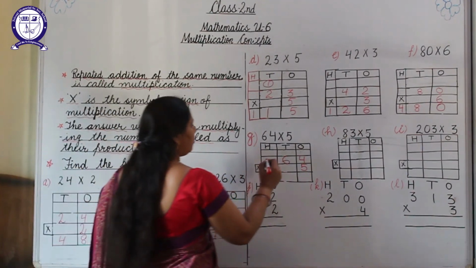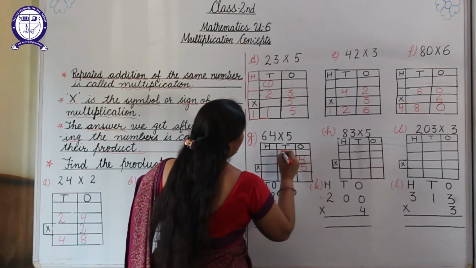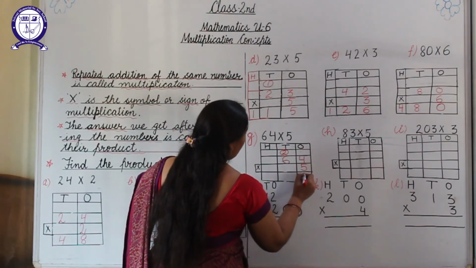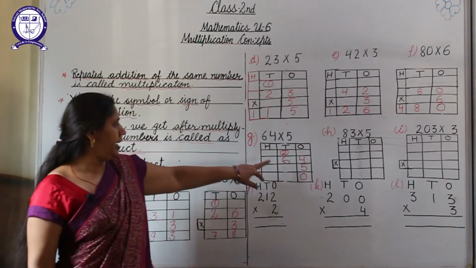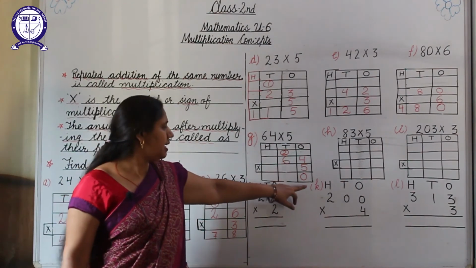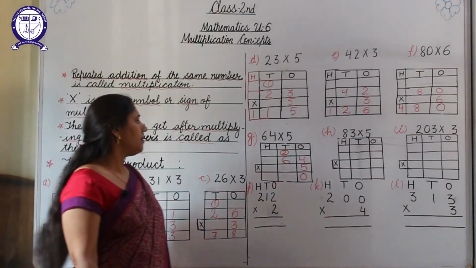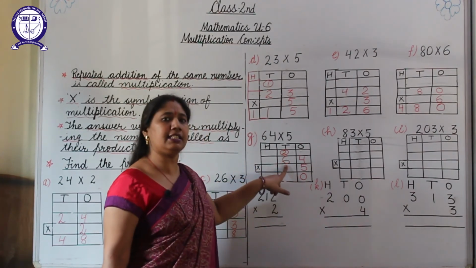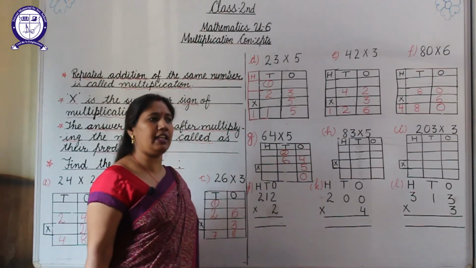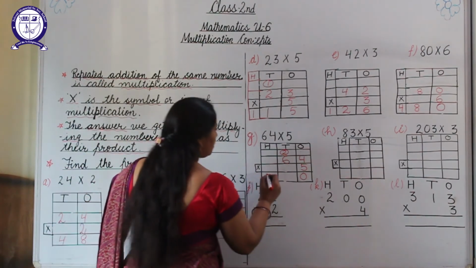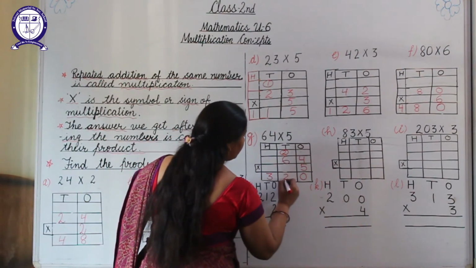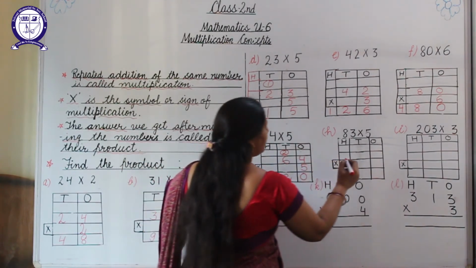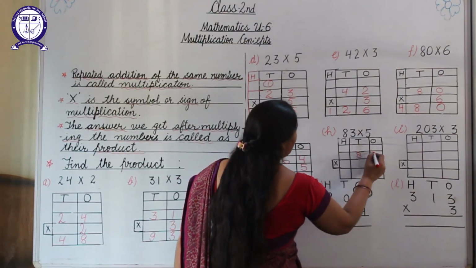Firstly we have to multiply by the ones digit. 5 fours are 20. Yes. 2 is carry. We have to write here 0. In 20, 2 is on the tens place and 0 is on the ones place. Now we have to multiply by the tens digit. The tens digit is 6. 5 sixes are 30. Then add carry: 30 plus 2 is 32. Come to the next.